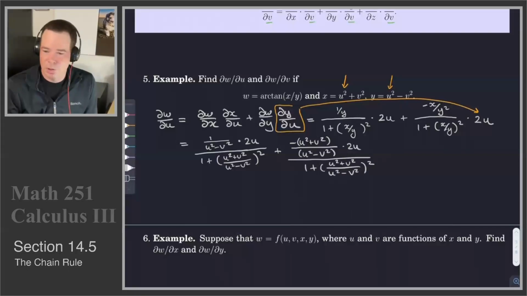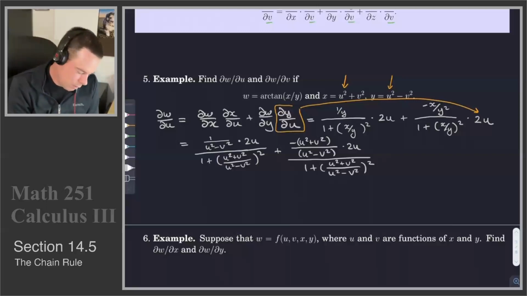So in the next one, I'm just going to leave it at the line before where we've got our partials involving both the x's and the y's and the u's and v's, because that's the chain rule. That's the main part of the chain rule. So let's see how to do the next partial.